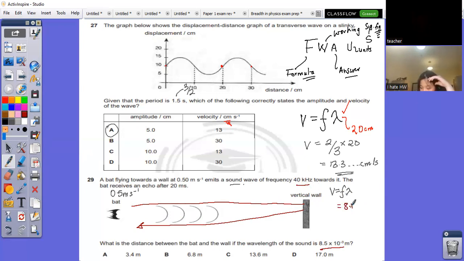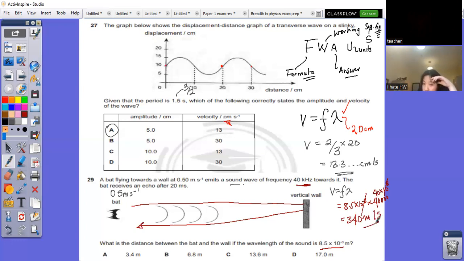Which is this 8.5 times 10 to the minus 3 times, well, this is kilohertz. So we need to do something with this kilo and we change it to 40,000. Is that what you did? Yeah, that's what I did. Excellent. 40,000, so this is 40 times 10 to the 3. So it's 40 times 8.5, 320, 340. So you found the speed as 340 meters per second?